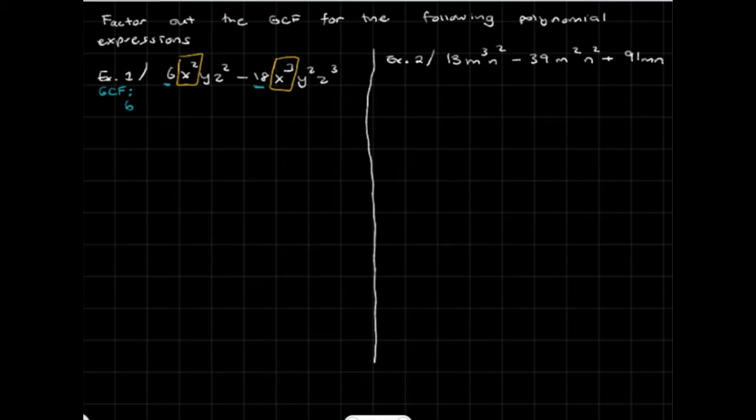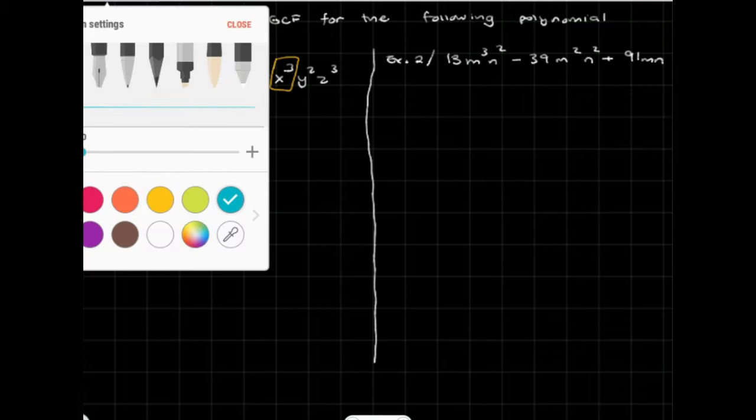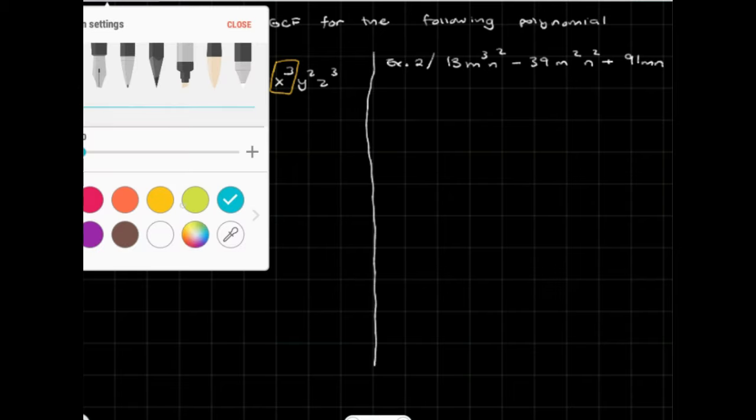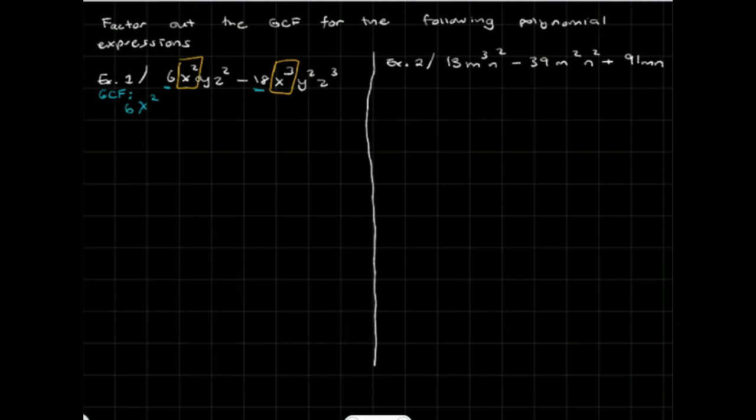Between the x squared and x cubed, the greatest common factor is x squared. So I'm going to write down x squared. And then I'm going to look at the next set of common variables, the y term and y squared. Between the y and the y squared, the greatest common factor here is y, because y can go into y squared, but y squared doesn't go into y.